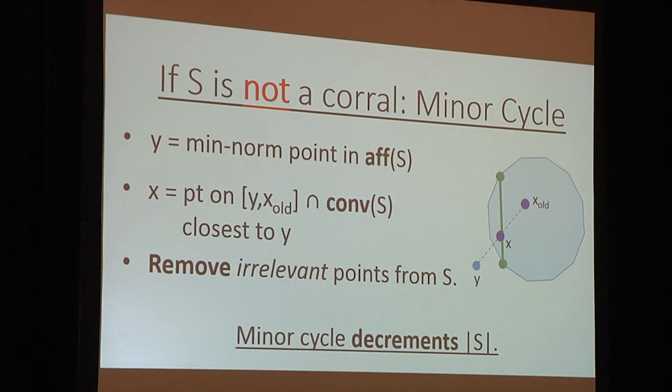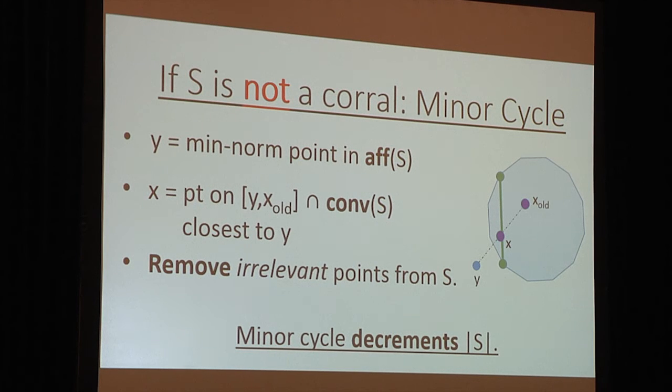Okay, let me summarize. I'm maintaining a set of vertices. If they form a corral, I run a major cycle, which increases the size of S. If S is not a corral, I run a minor cycle, and that decreases the size of S. It's not too hard to see that the norm of the current point x keeps on decreasing, and therefore, in some sense, corrals can never repeat. Therefore, the number of iterations is bounded by the number of corrals, which, in a base polytope, is like 2 to the n squared. So it's finite termination, but it's quite large.